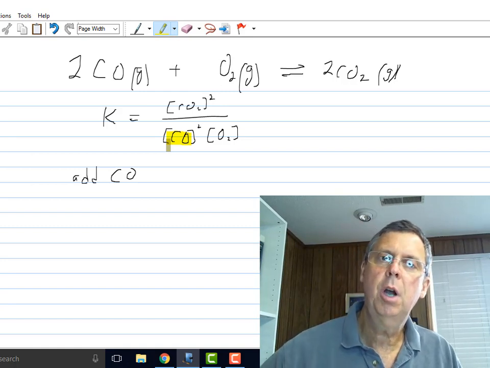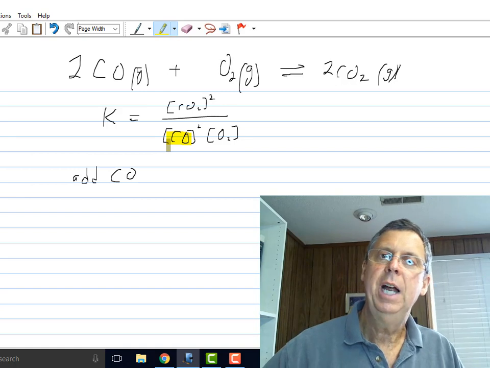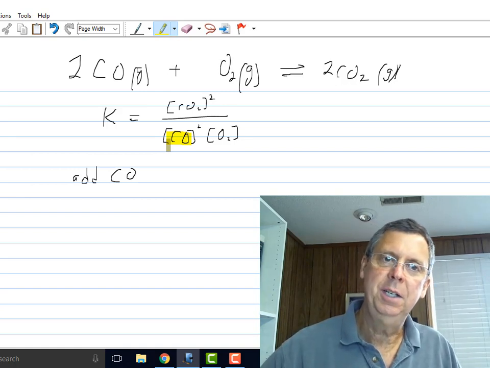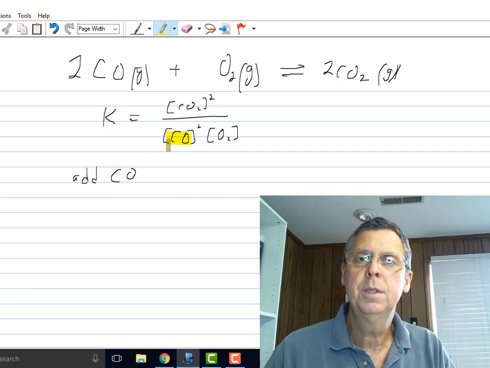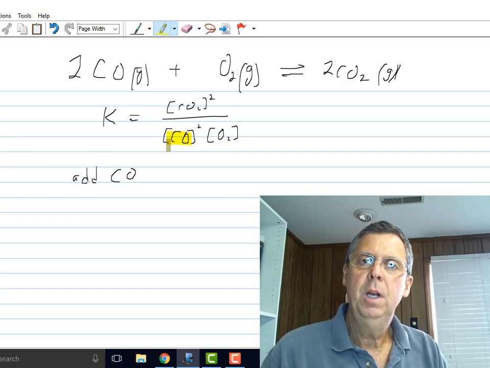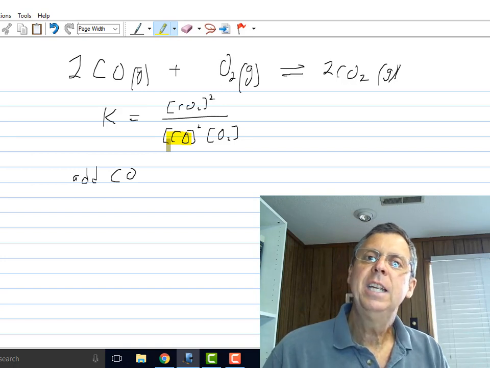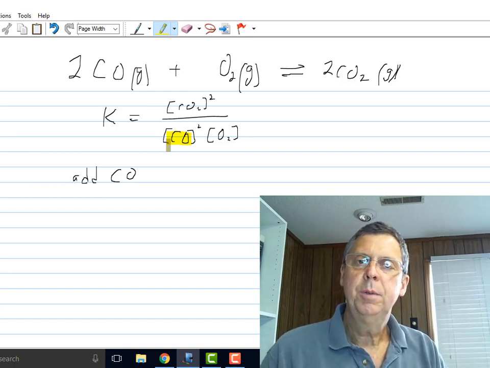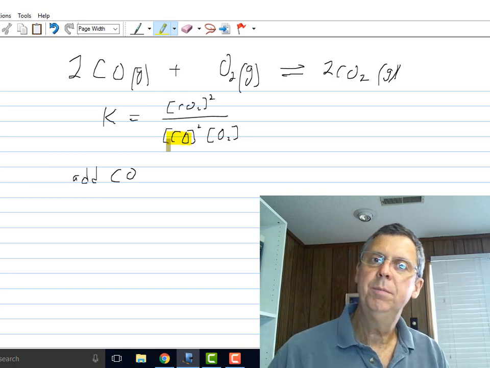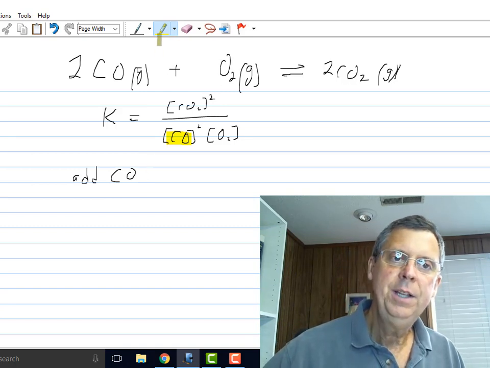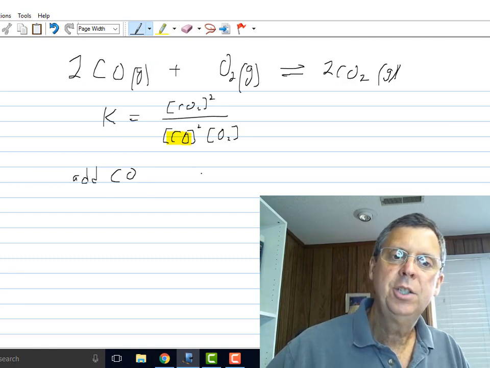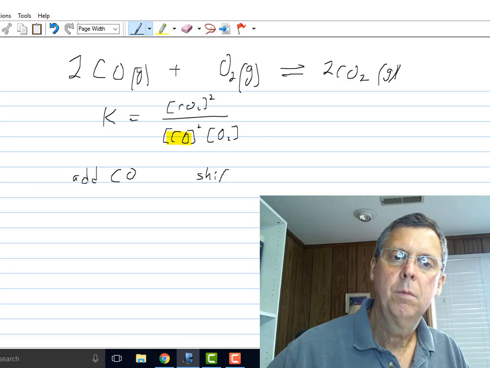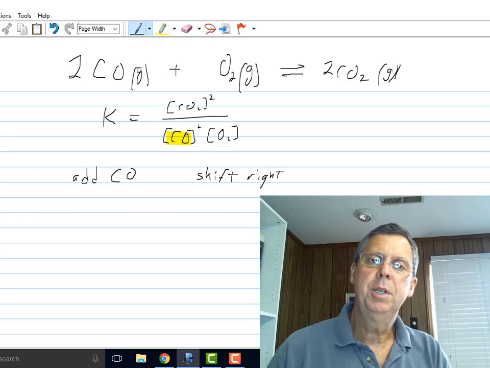To do that, it's going to have to lose carbon monoxide, form more CO2 to get our reaction quotient, Q, back to K. Remember, Q and K are calculated the same way. Q is the reaction quotient, which is really the ratio of products over reactants at a given set of conditions. The equilibrium constant K is whenever Q reaches equilibrium, then those two are equal. So in this case, if we add carbon monoxide, the reaction is going to have to shift to the right to try to reestablish equilibrium.